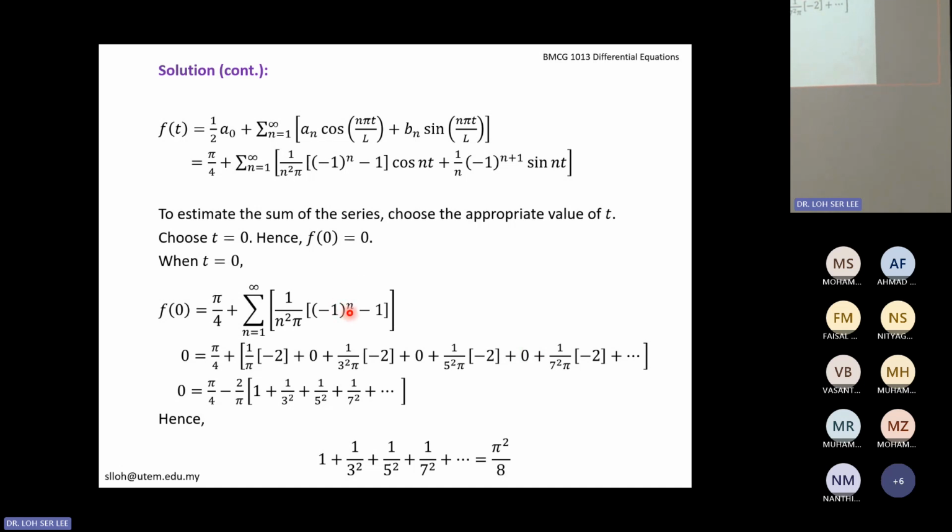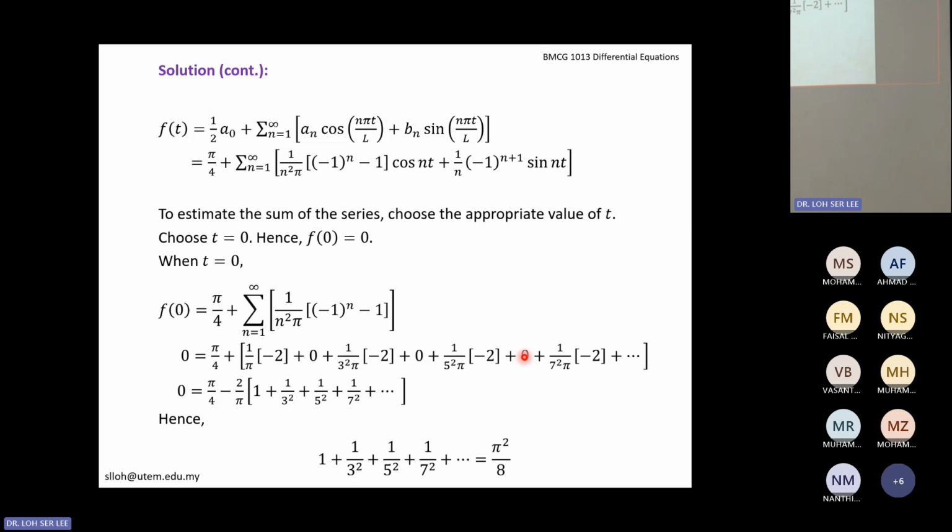Next one, n is 3. When n is 3, you have 1 over 3 squared pi, and this is negative 2, because negative 1 to the power of 3 is negative 1, and negative 1 minus 1 gives negative 2. When n is even, you get 0. The next n is 5, so you get 1 over 5 squared pi, and negative 1 to the power of 5 is negative 1, negative 1 minus 1, negative 2. Similarly for n equals 7.